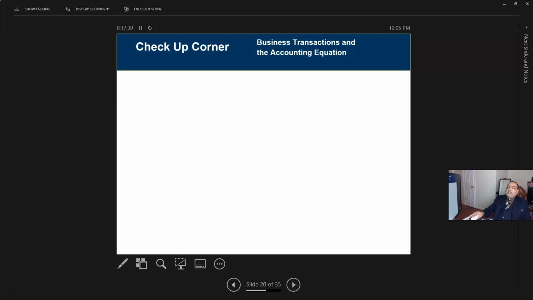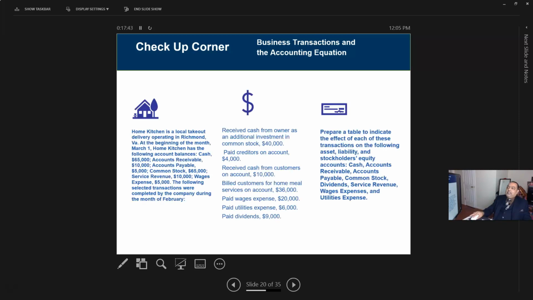Okay, now let's just take an example of a business transaction and the accounting equation. Home Kitchen is a local takeout delivery business operating in Richmond, Virginia. At the beginning of the month, March 1st, Home Kitchen has the following account balances. So it's an existing business. You have a cash balance 65, accounts receivable 10,000, payable is 5,000, common stock 65, service revenue 10,000, wages 5,000.